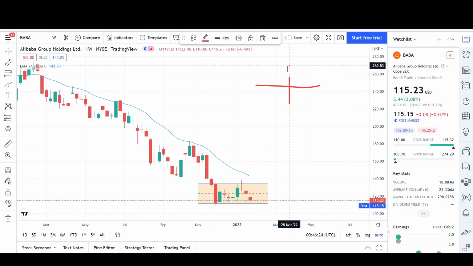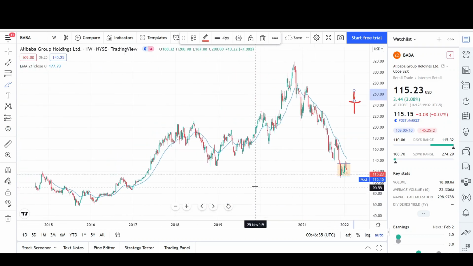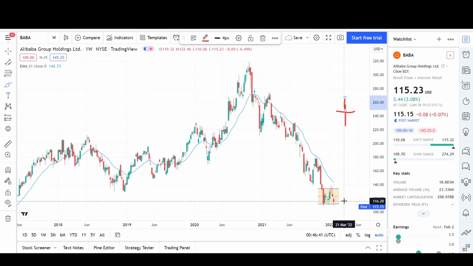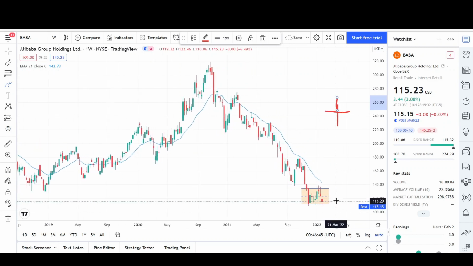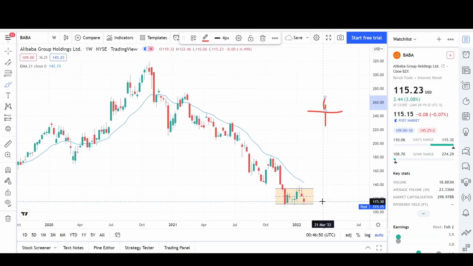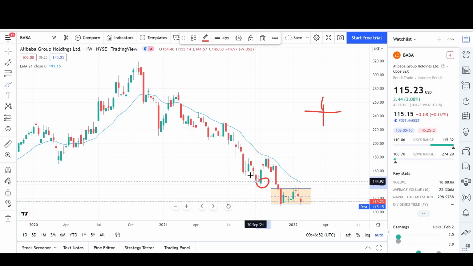So you can see that we get this when buyers and sellers are indecisive and they don't know what to do. Sellers don't know what to do as of right now because we are near all-time lows pretty much, or very low levels for Alibaba. And the reward from going short over here is very little now. And buyers don't know what to do because they don't like picking bottoms. It's a very low probability.